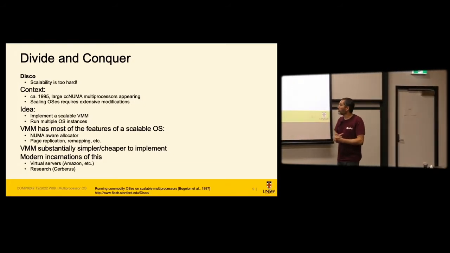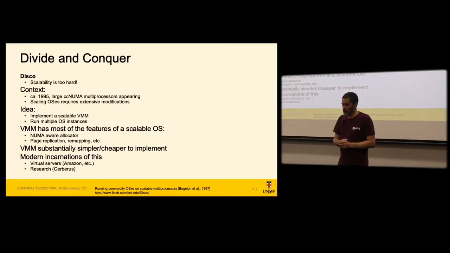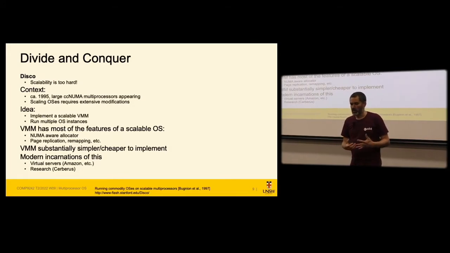Okay, so we start with divide and conquer, and the first example is a system called Disco.